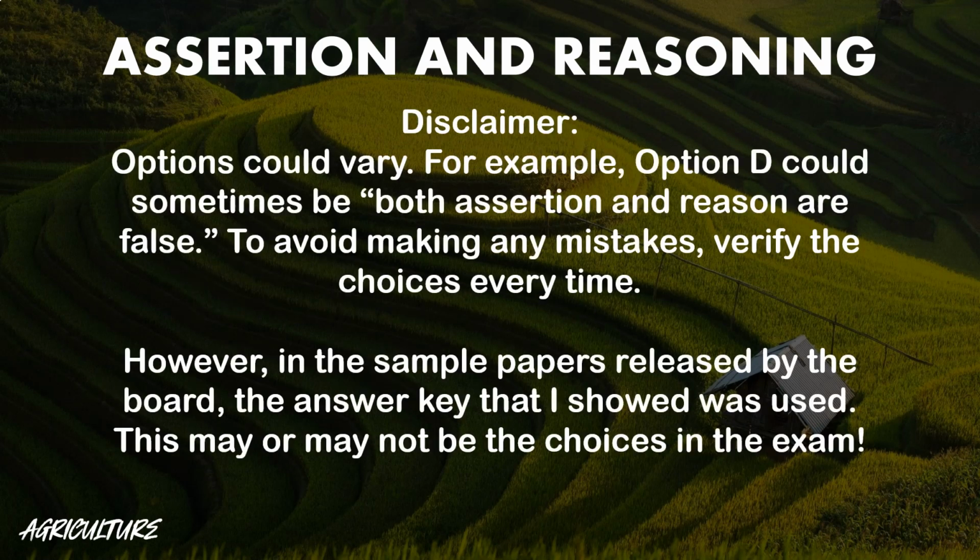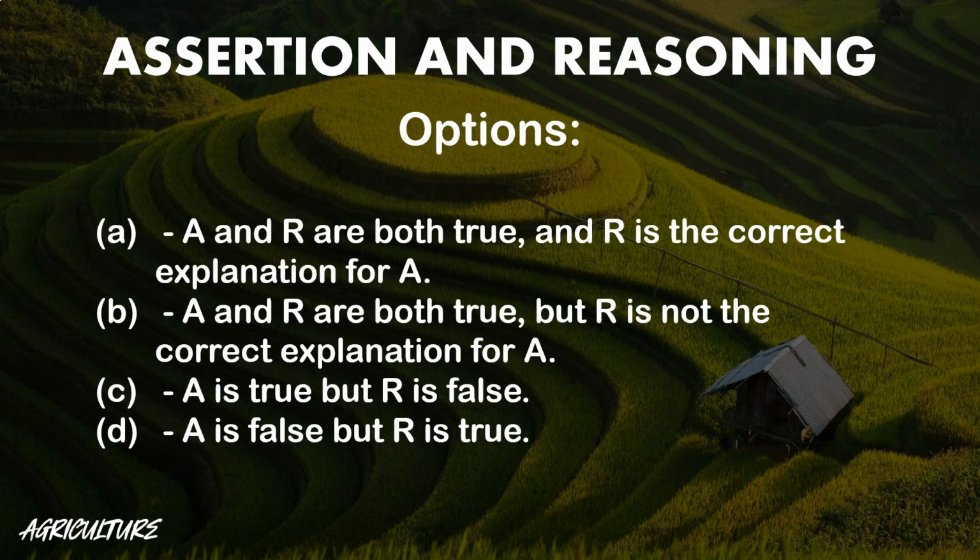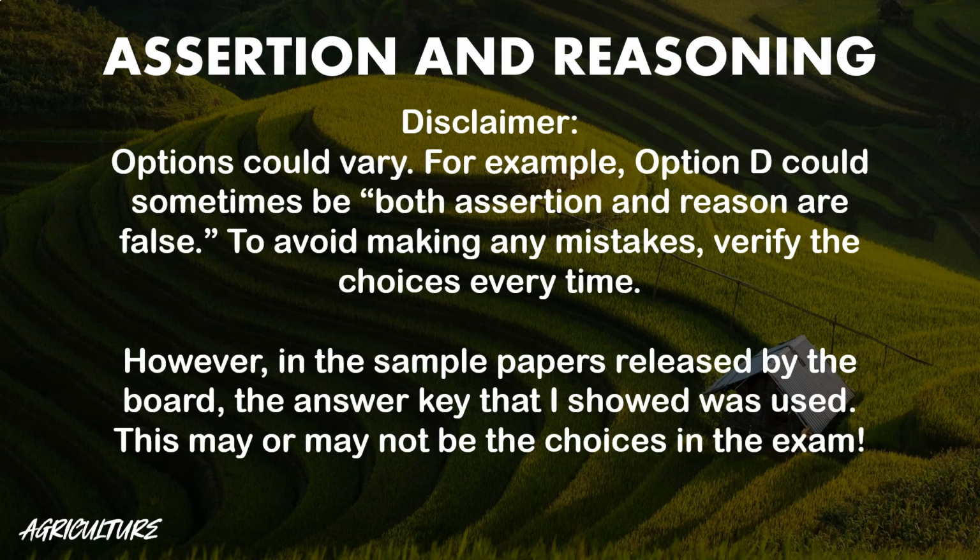Now here's a short disclaimer. The options could vary. For example, I've seen a few practice papers where option D can sometimes be that both assertion and reason are false, whereas here I've written that assertion is false but reason is true. The good thing is, in every exam, on the top of the paper in the instructions, it'll say what the corresponding options are. So don't take my word for it that the options will always be in this format. Look at the instructions and verify the choices every single time.